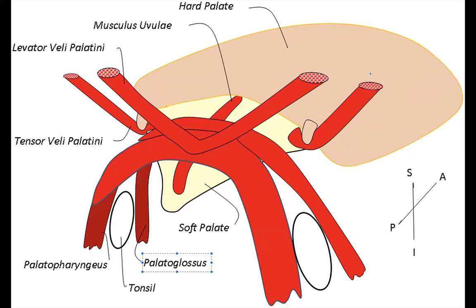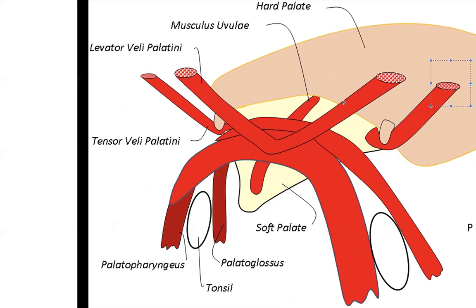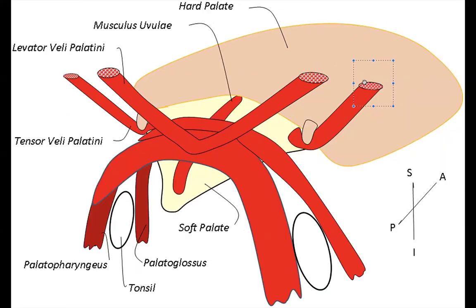Now, tensor veli palatini, talking about this part now. The tensor veli palatini originates from the medial pterygoid plate, found here, and inserts into the palatine aponeurosis.